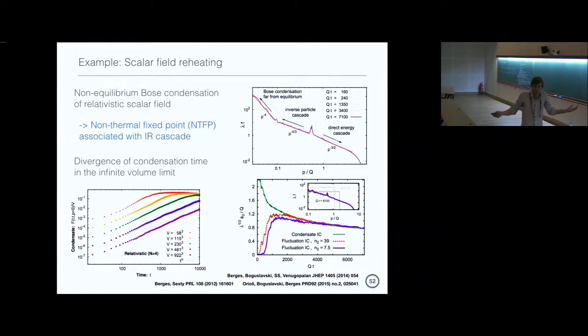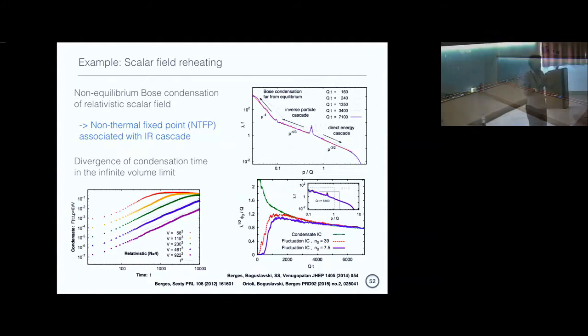And what that means is essentially that you're Bose-condensing these relativistic scalar particles. And so this is really a true out of equilibrium phenomenon. In equilibrium, this cannot happen. This is not a conserved charge. There cannot be a Bose condensate in a relativistic scalar field.